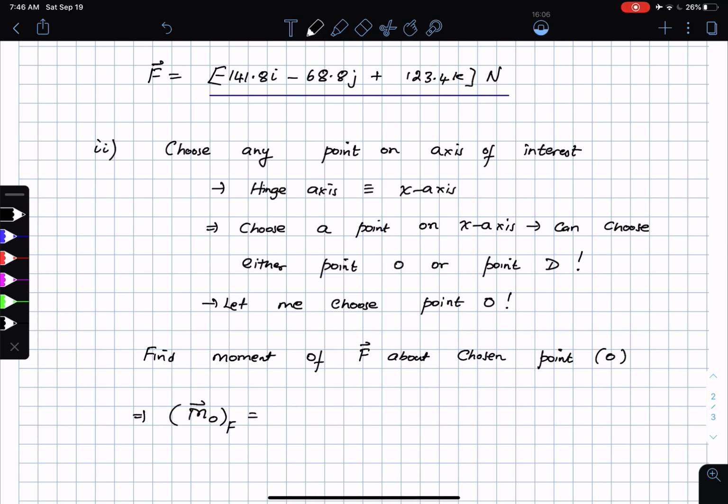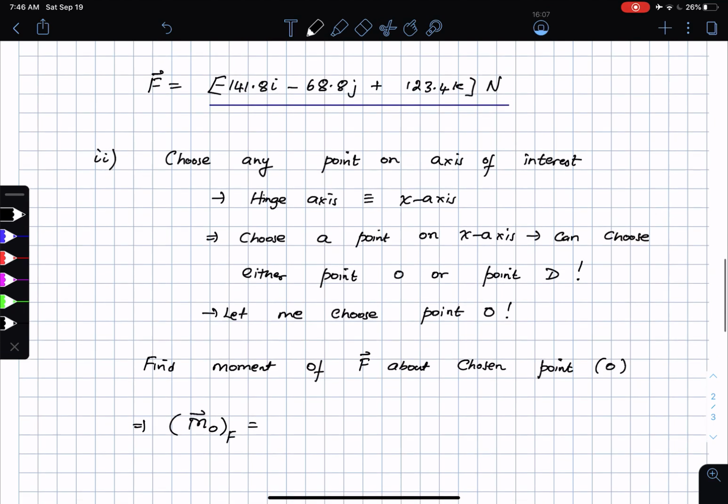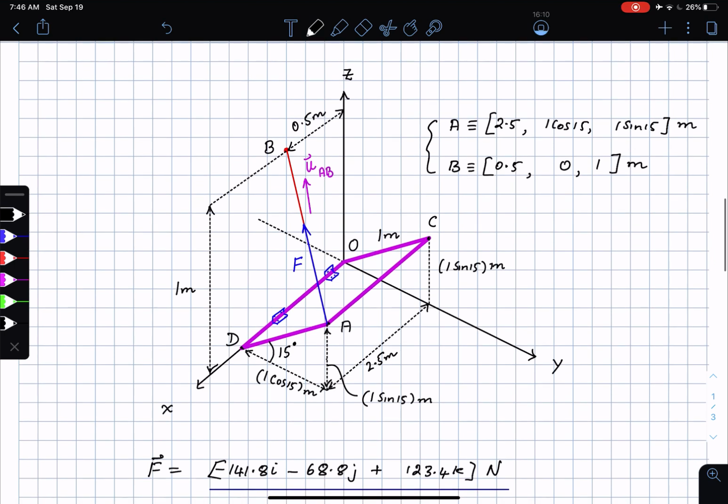So what do I do for this? I go back to my figure. I have to do the cross product of the position vector and the force. So how do I do this? I can either go from RO to RA as a position vector, or I can go from RO to RB as a position vector. Let me get rid of this here, since we are already done with it.